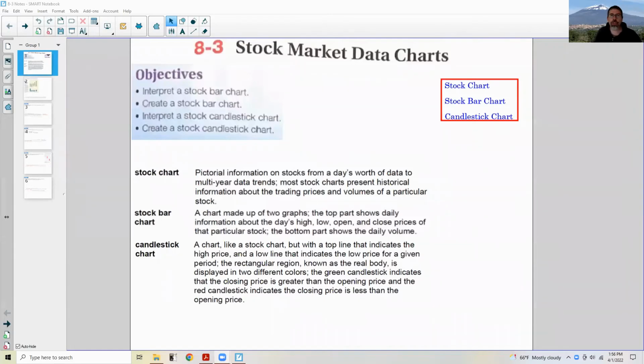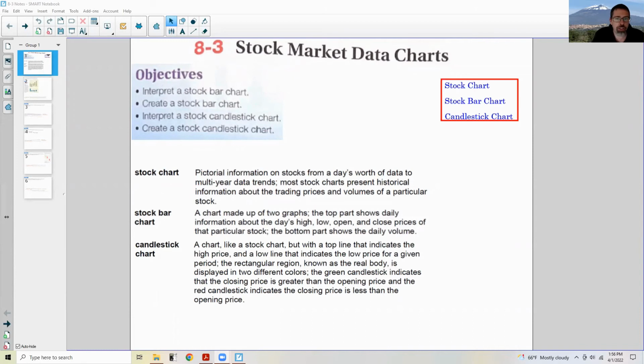Okay, lesson 8.3, stock market data charts. Objectives: interpret a stock bar chart, create a stock bar chart. Don't know why we're doing that. There's software out there that does it for you. But anyway, interpret a stock candlestick chart and create a stock candlestick chart.